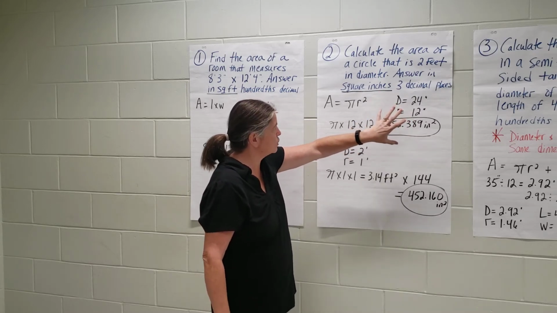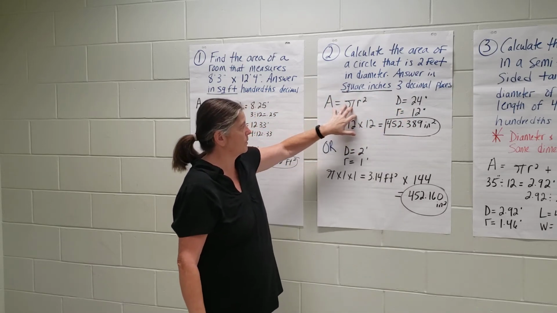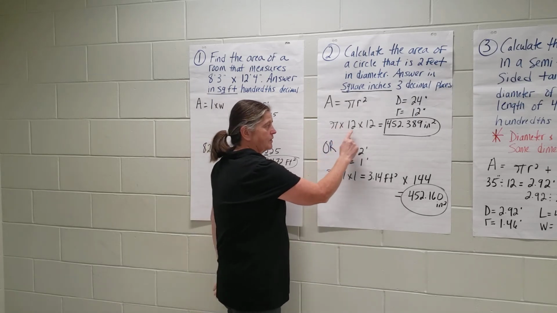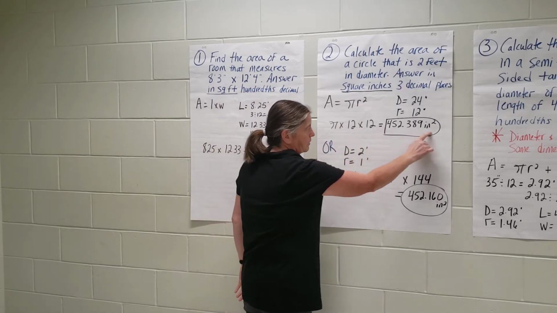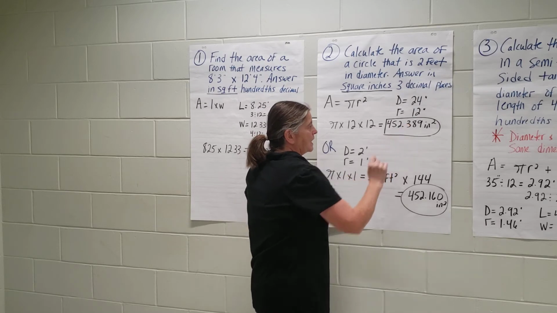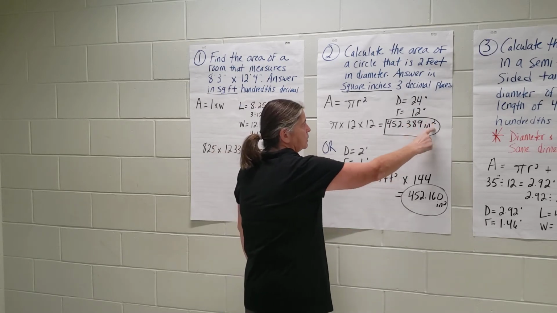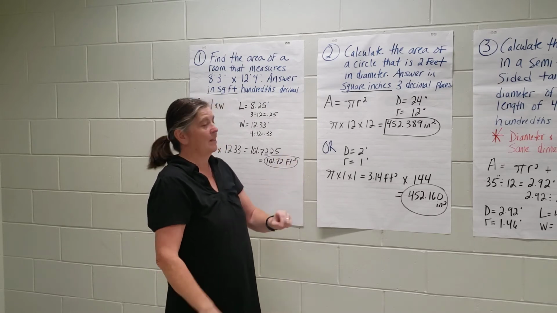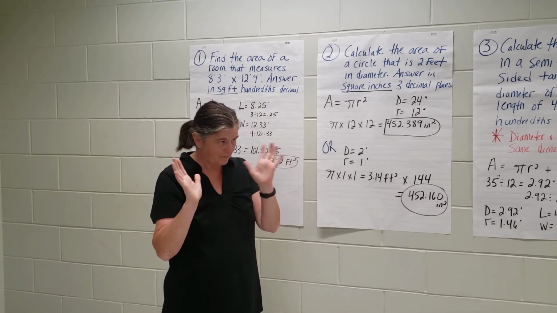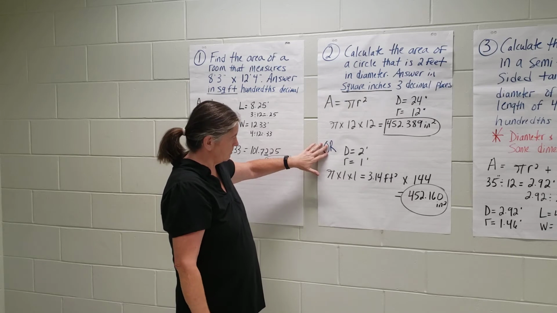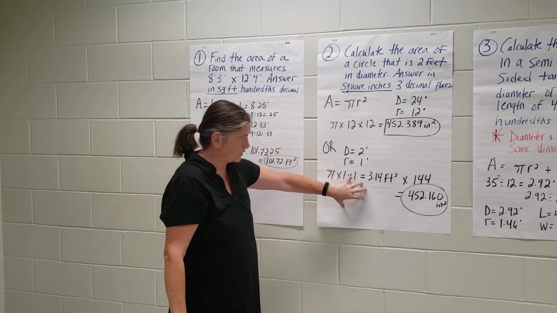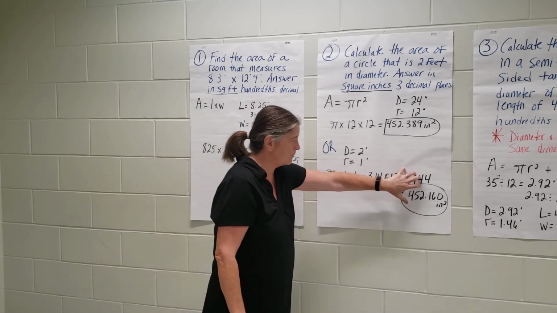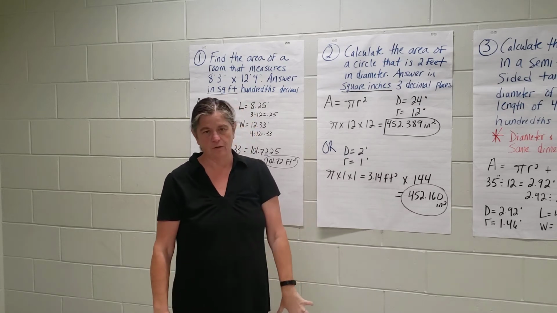My numbers are in inches. I'm ready to use my pretty formula. Pi times 12 times 12. We get this number here, 452.389. Square inches, 3 decimal places. Nailed it. Now, there is another way to do it. It's up to yourself. We can do it out in square feet and then times it by 144 to get your square inches.